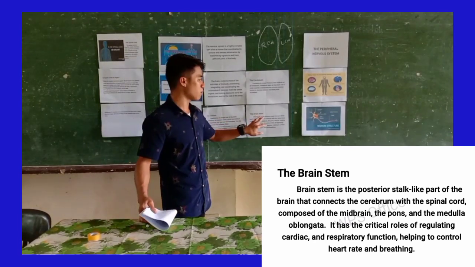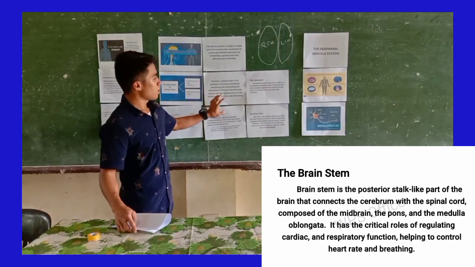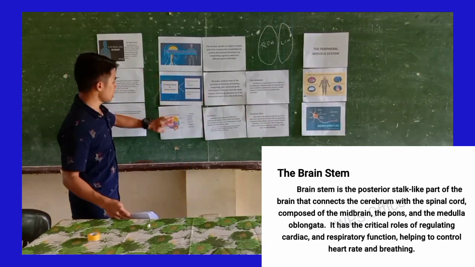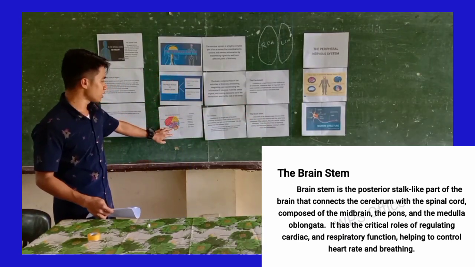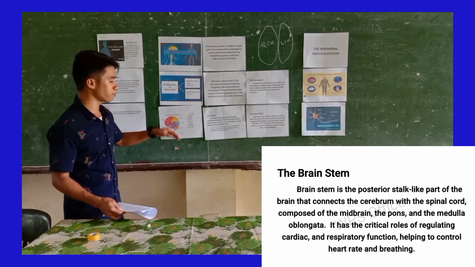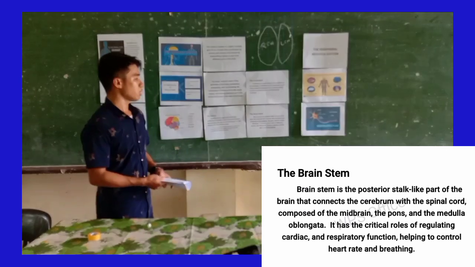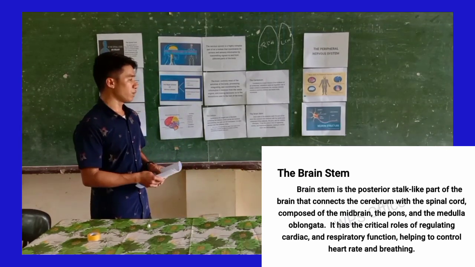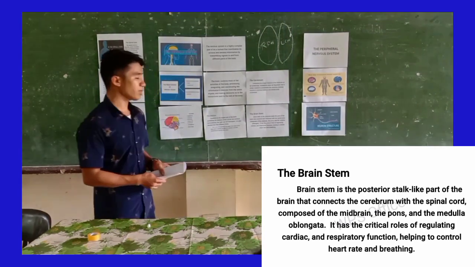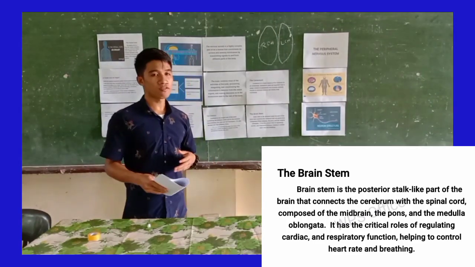The brainstem is the posterior stalk. Posterior means it is located inside, but some of its parts are located at the outer part of the brain. So the brainstem has a role of regulating cardiac function, the movement of our blood in the body, the functions of our heartbeats.